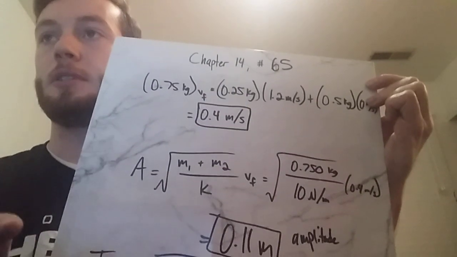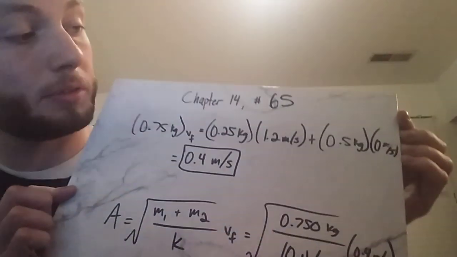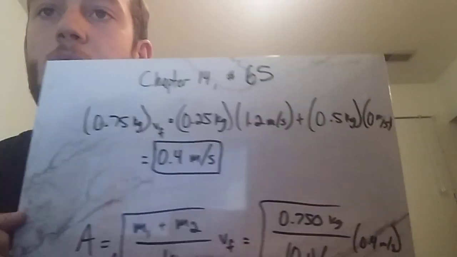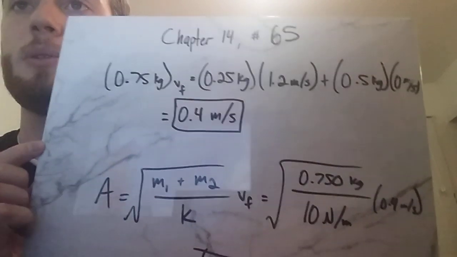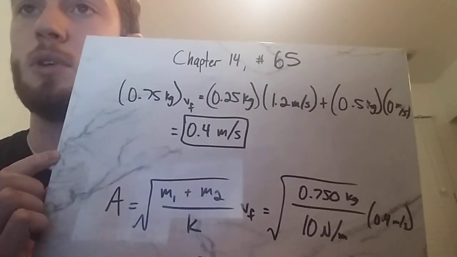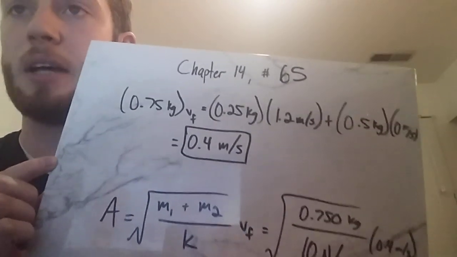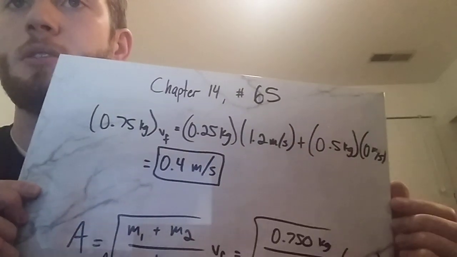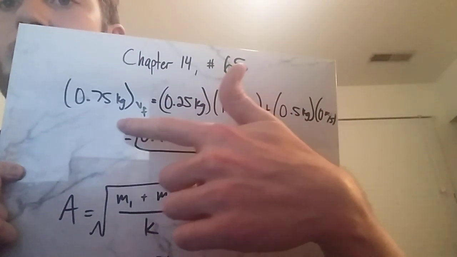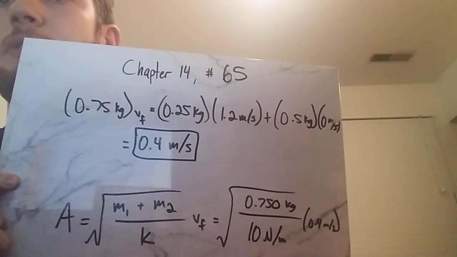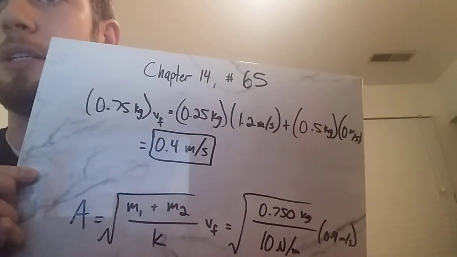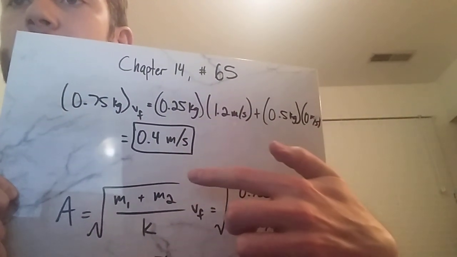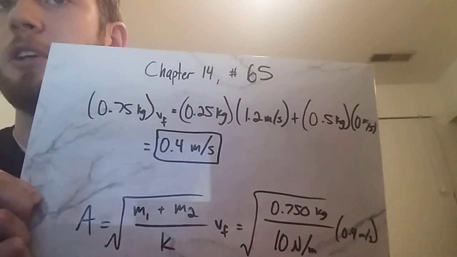Okay, so to solve for this, oops, I think I just erased part of it. We're going to go ahead and use the equation: mass 1 plus mass 2 times final velocity is equal to mass 1 times initial velocity 1, plus mass 2 times the initial velocity 2. Plugging in the values we're given, 0.75 times the final velocity is equal to 0.25 times 1.2 meters per second plus 0.5 times 0 meters per second. Running these numbers, we find that our final velocity is equal to 0.4 meters per second.